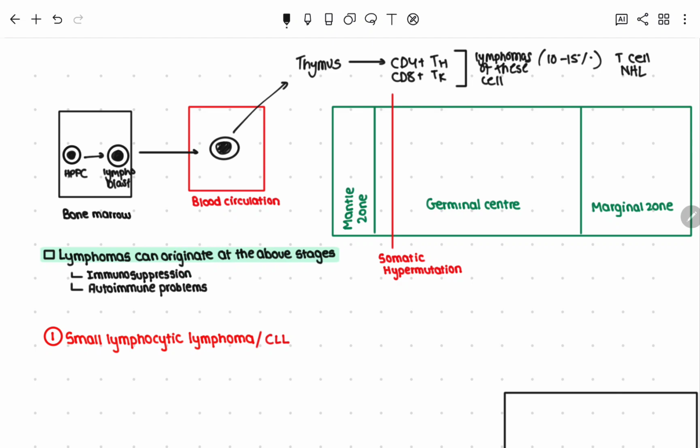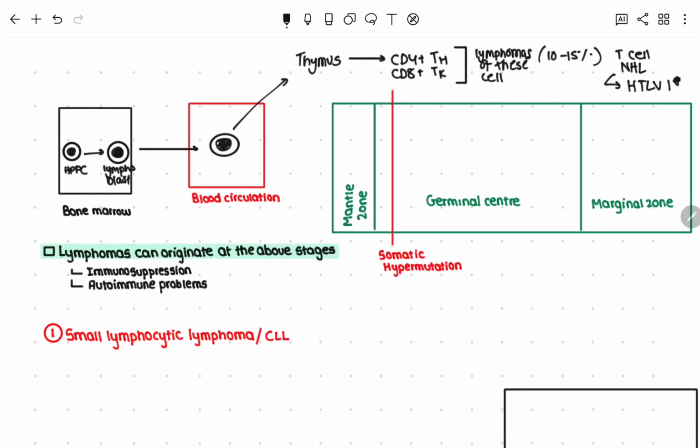But just know that T cell non-Hodgkin's lymphomas do exist, and they are normally seen due to some mutations occurring because of an infection by the human T lymphotropic virus 1. So this has a very high association with T cell non-Hodgkin lymphomas. For now, this should be enough really. Moving on to B cell lymphomas now.